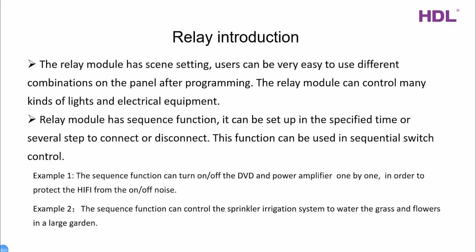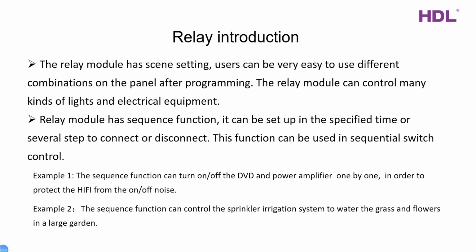The relay module can control many kinds of lights and electrical equipment. And the relay module has a sequence function. It can be set up in a specific time or several steps to connect or disconnect. That means we can have a step to control the channel turn on, turn off, turn on, turn off.